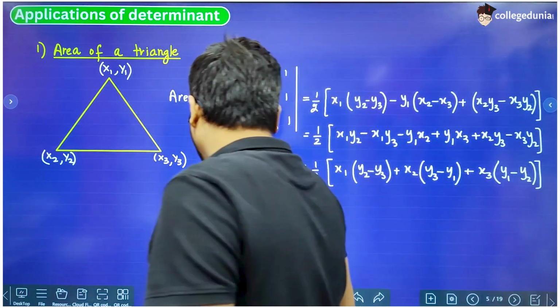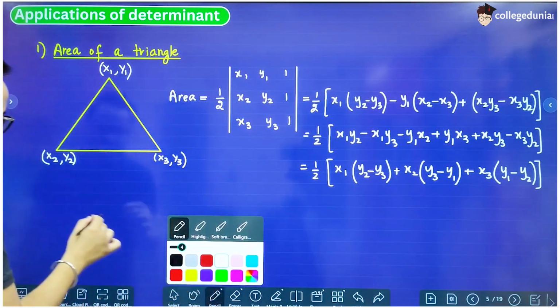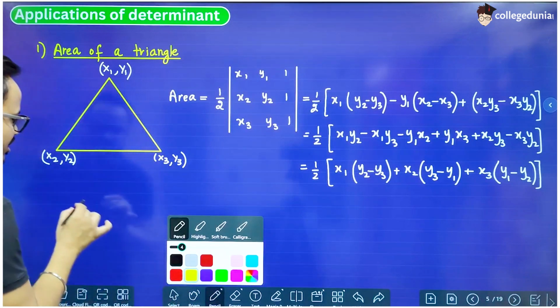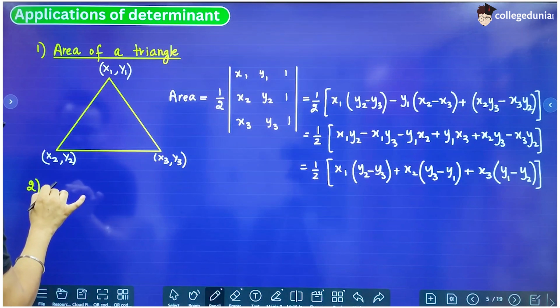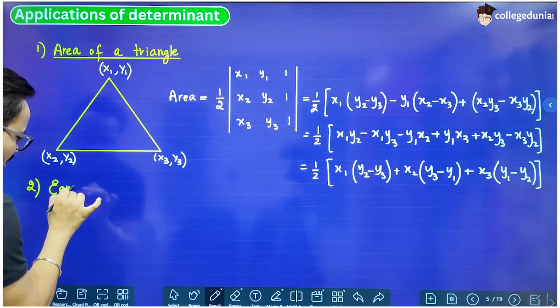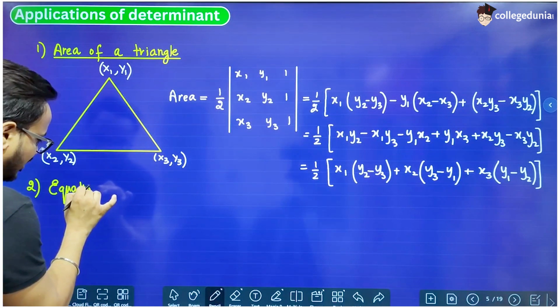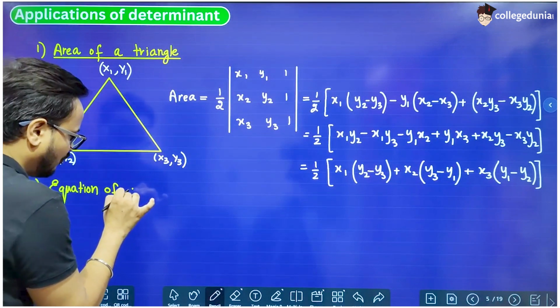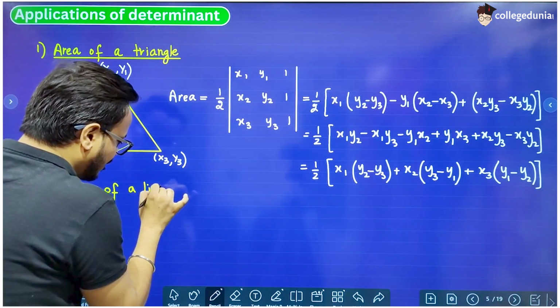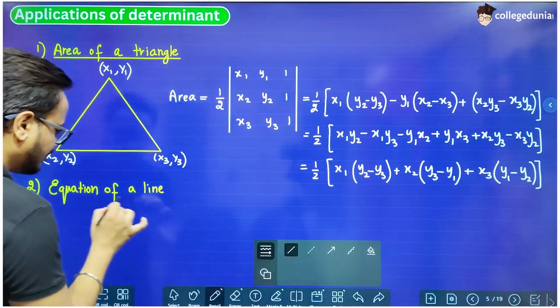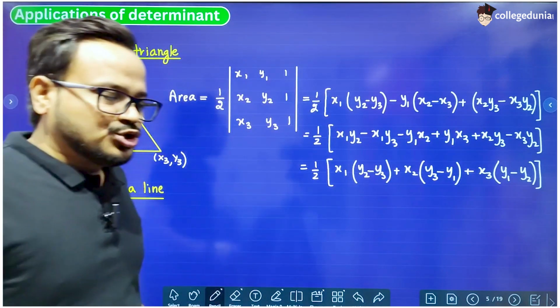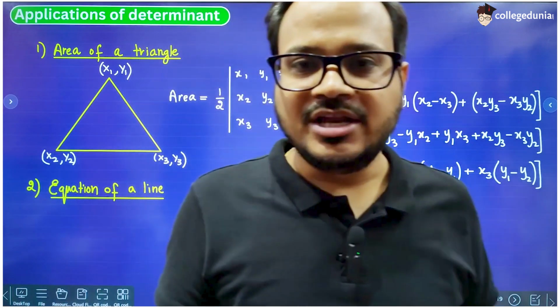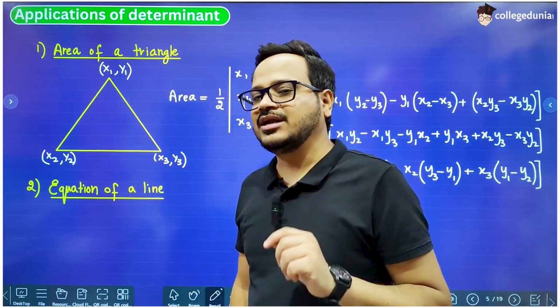Okay, leave it here. So what is the second application? Second application is related to the first one, which is to find the equation of a line. Now if you have to show that 3 points are collinear, then what will you do? What you did in class 10.